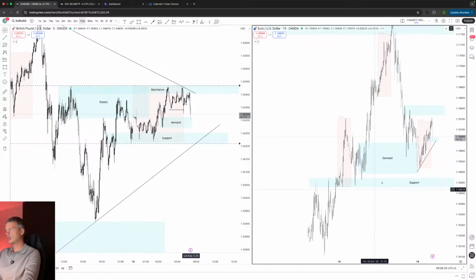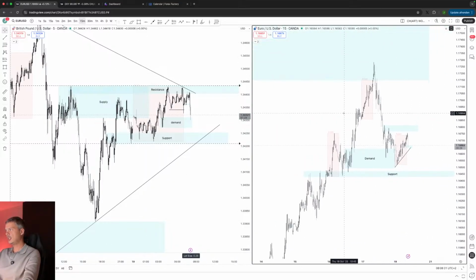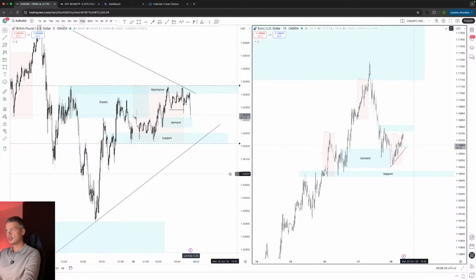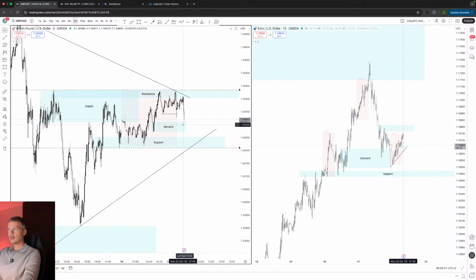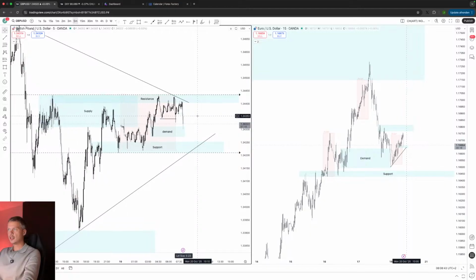EU is by far not the cleanest pair of the day. You can see the huge trap that's over here. So many buyers are currently looking for longs, and they will be looking for longs all the way down. Already a reaction from that demand.